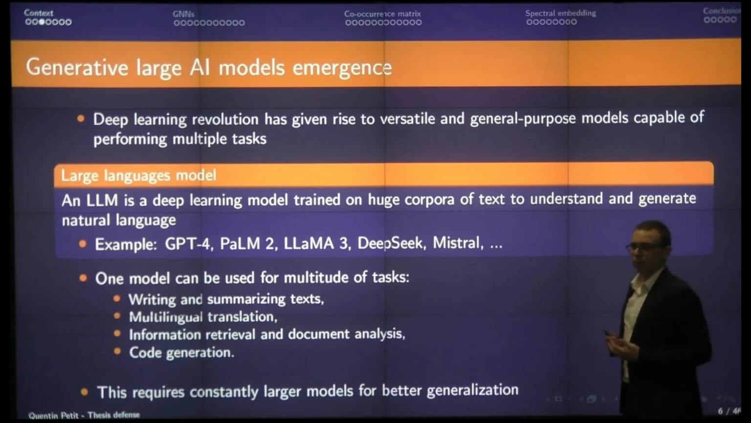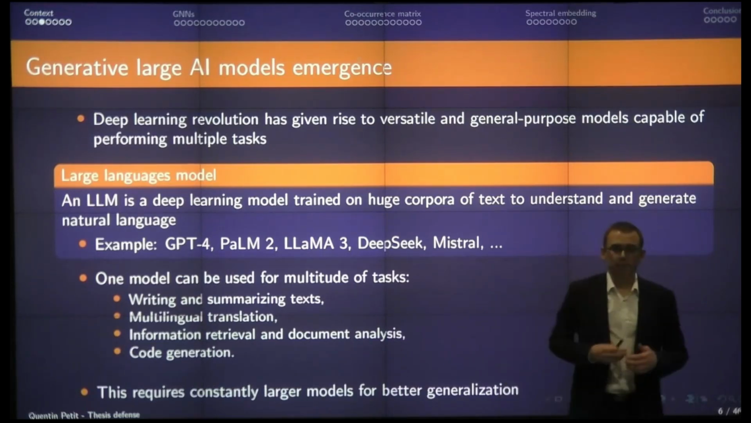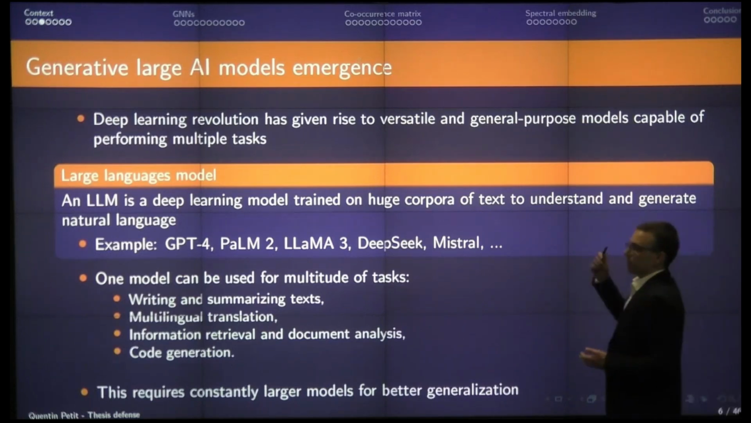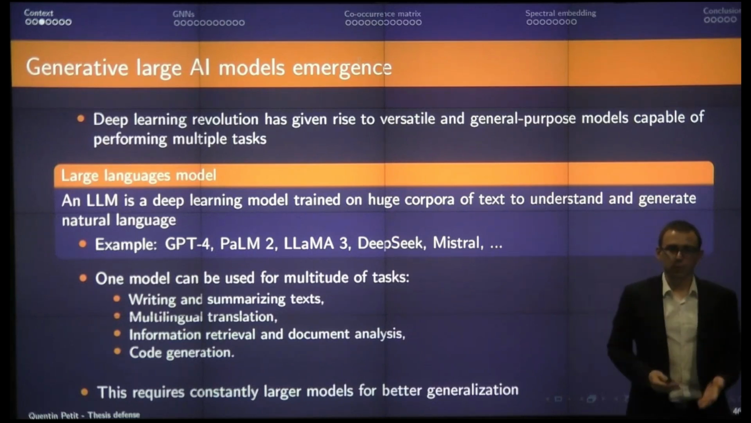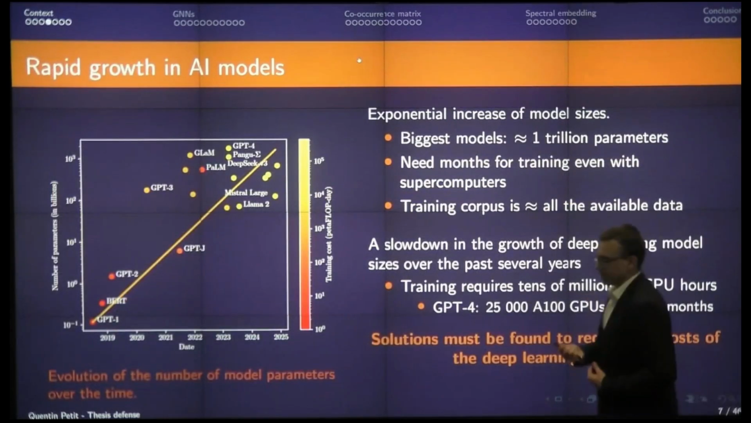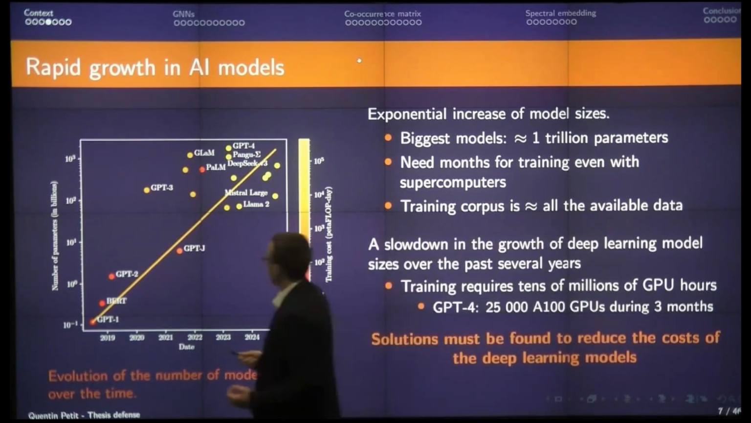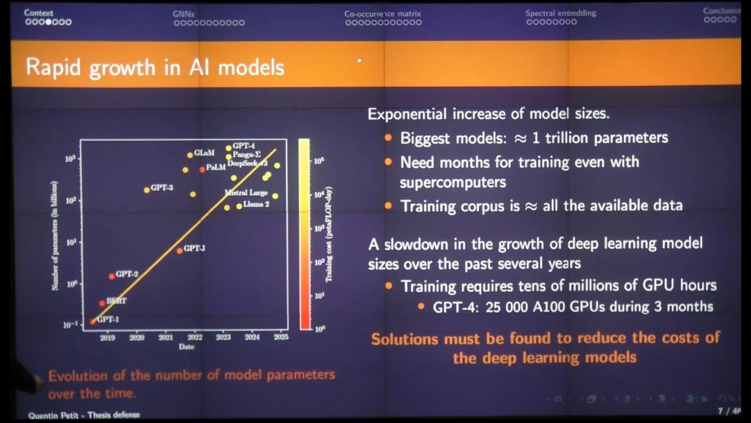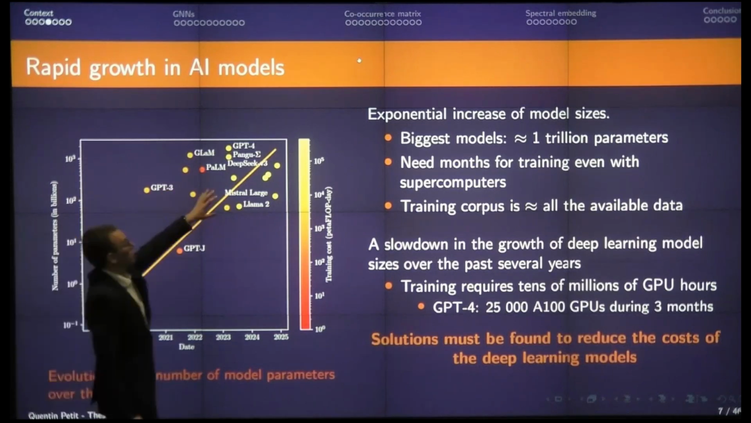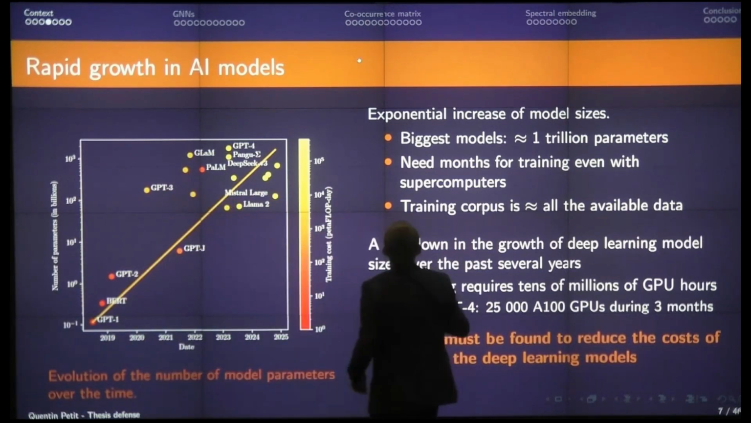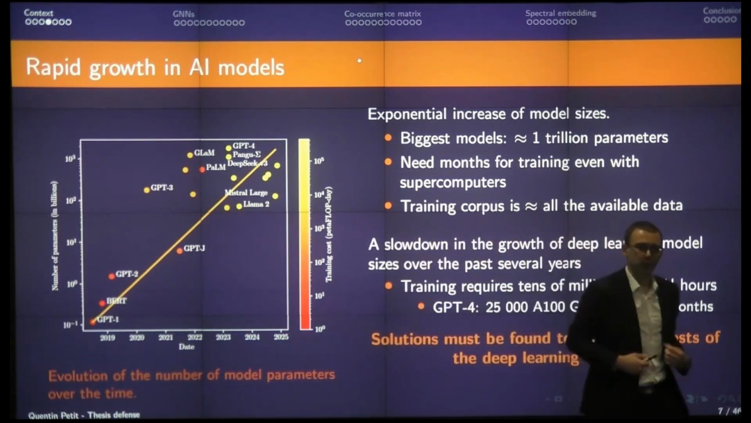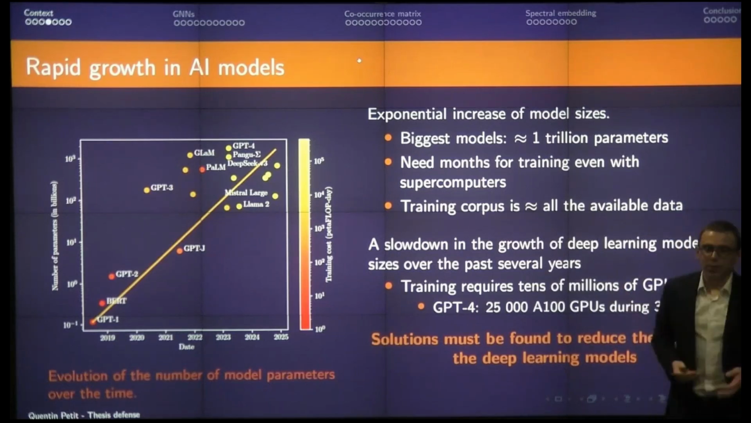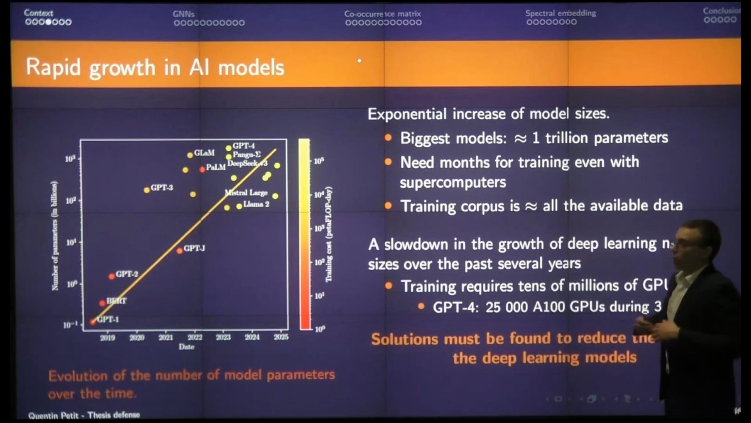And to be able to answer this multitude of tasks, this type of model needs to be large to be able to generalize. And this need of generalization has created an actual increase of the number of parameters in the last few years. For example, in 2019, the most important model was GPT-1, where the number of parameters is around 100 million parameters. And today, the biggest models are more around 1 trillion parameters. And to be able to train these models and to get a good accuracy, you need a lot of computation power to train them.